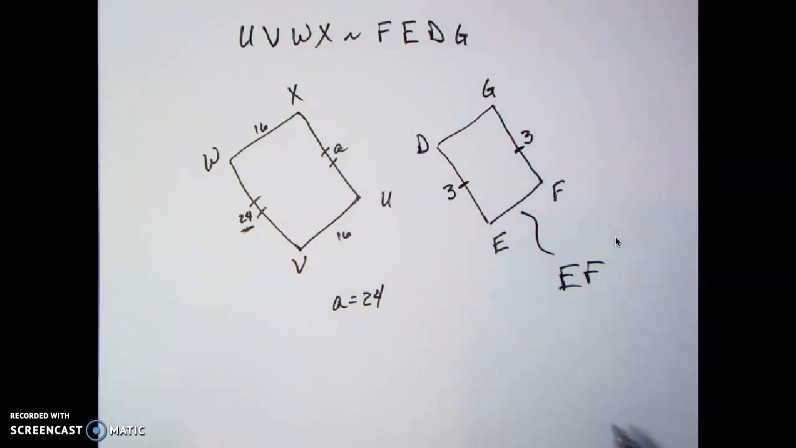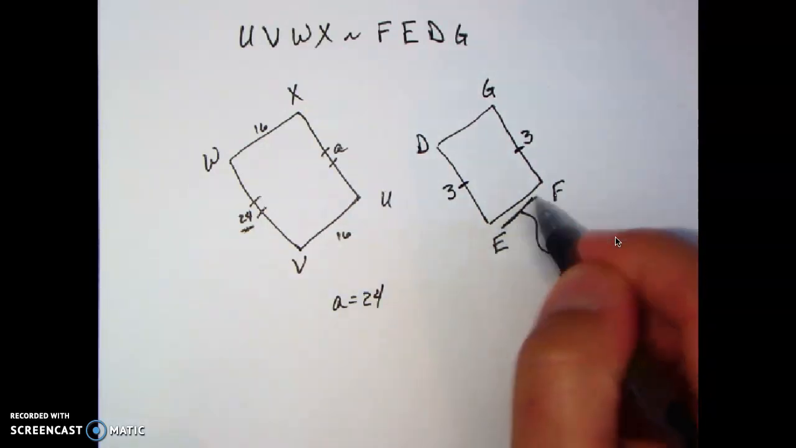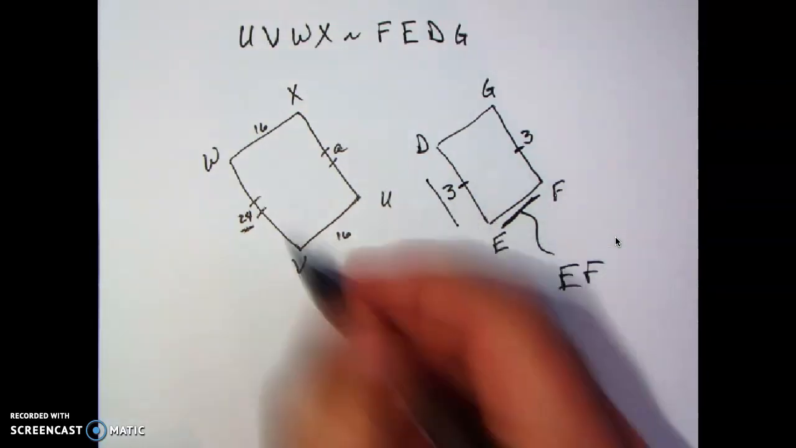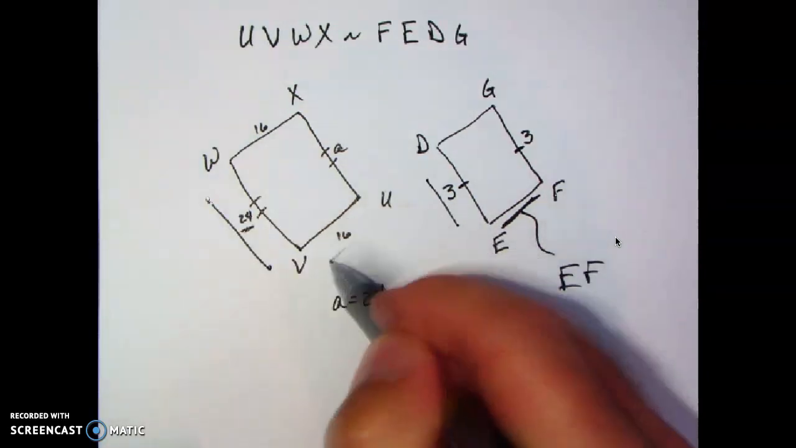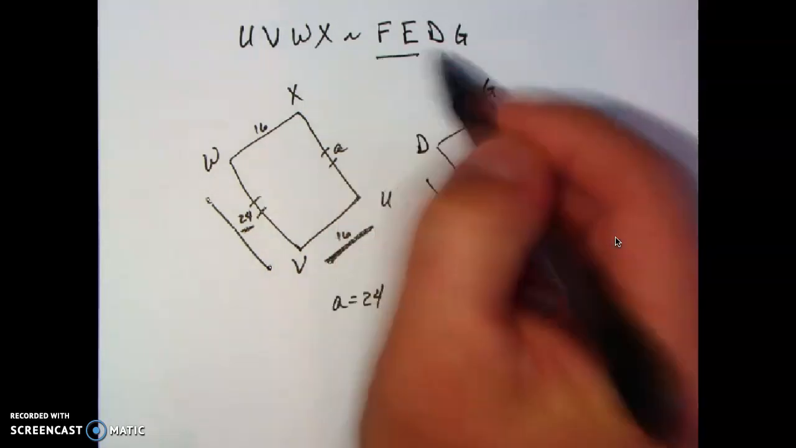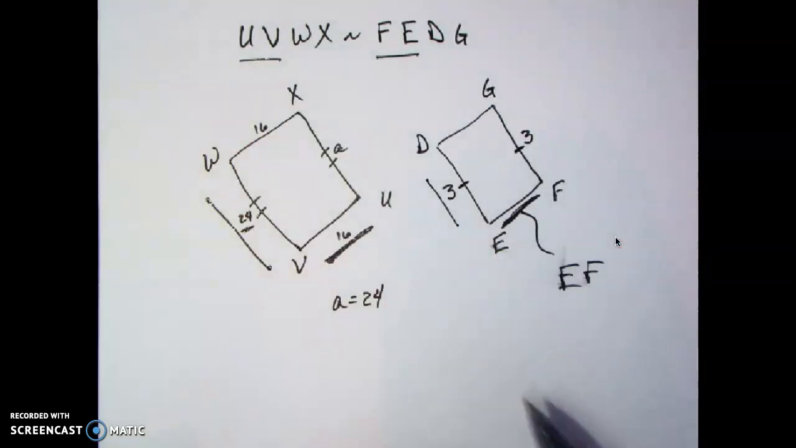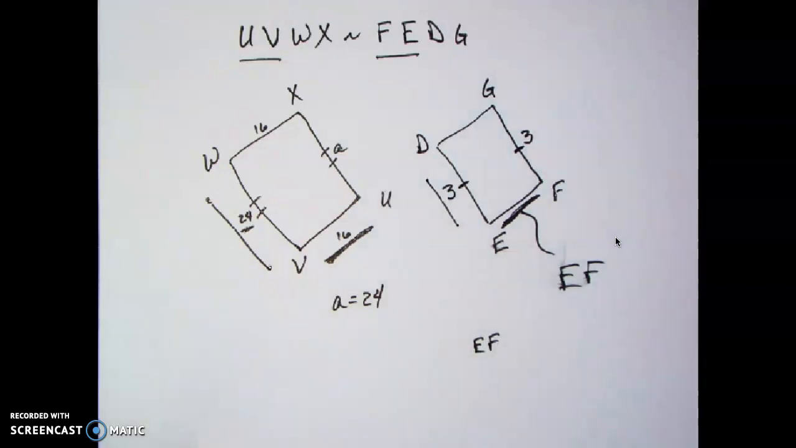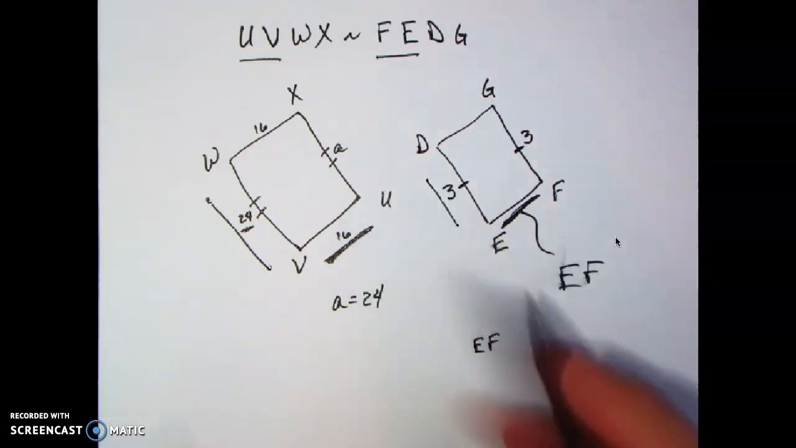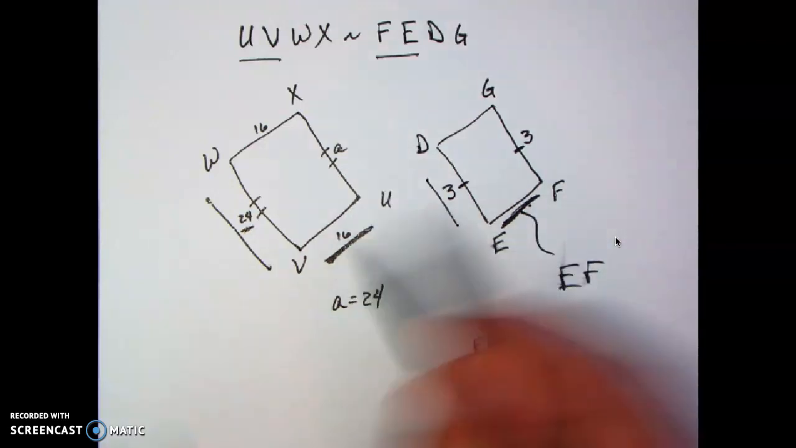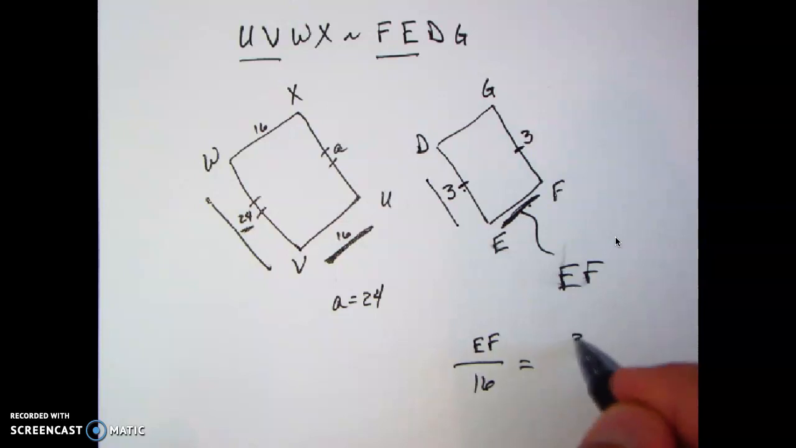So when I set up a proportion on this one, I'm looking for this side, and I have my 3 here that corresponds to the 24 here. My other corresponding side, what corresponds with EF would have to be the UV. EF, UV, they correspond. So when I set up my proportion, I'm going to have EF corresponds to 16, those two, and then 3 and 24.